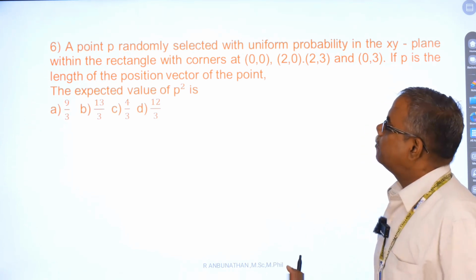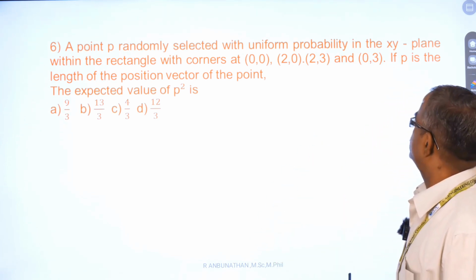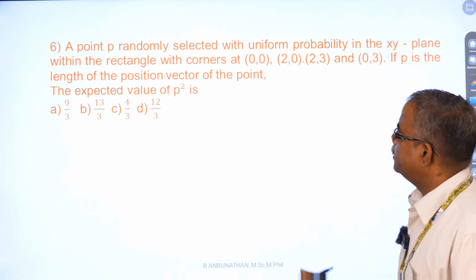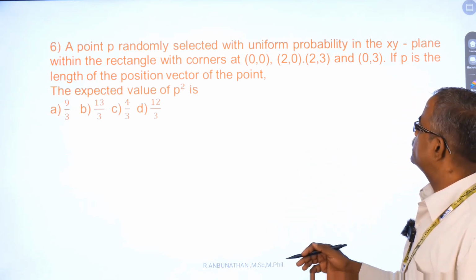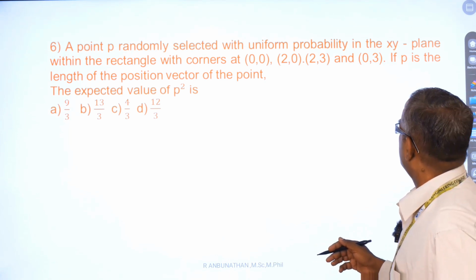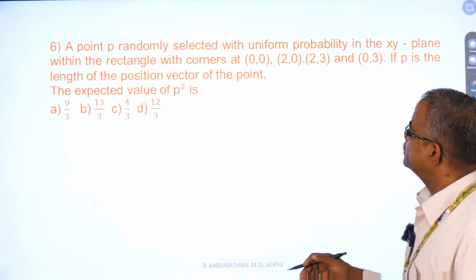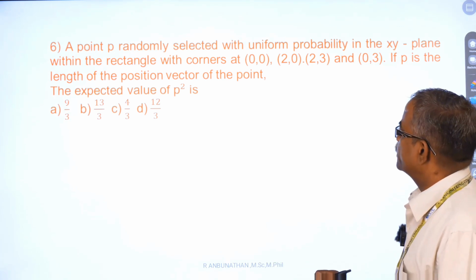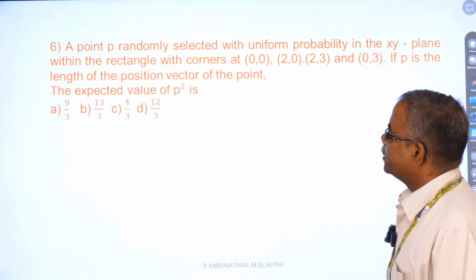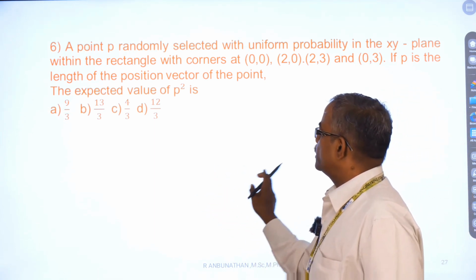Next, the sixth question. A point B is randomly selected with a uniform probability distribution in the xy plane within the rectangle with corners at (0, 0), (2, 0), (2, 3), (0, 3). If B is the length of the position vector of the point, then the expected value of B squared is, and there are 4 answers given.